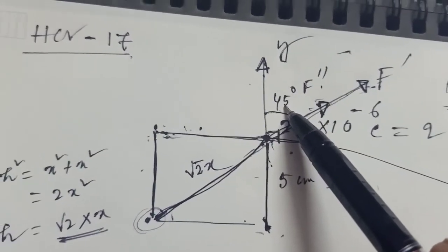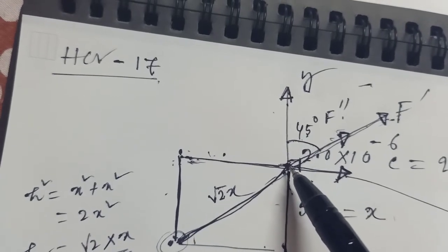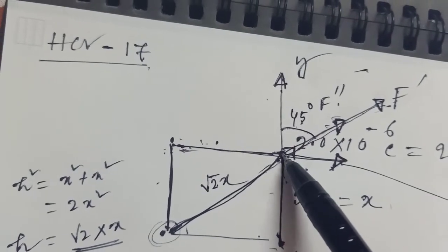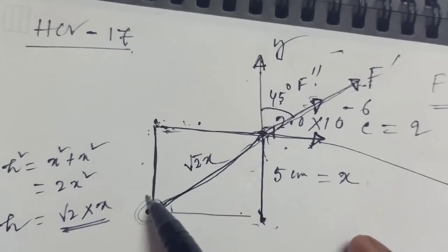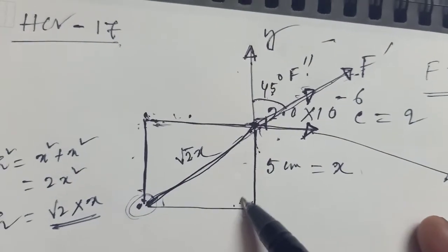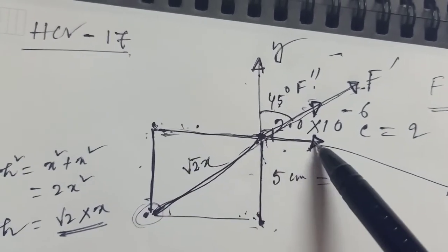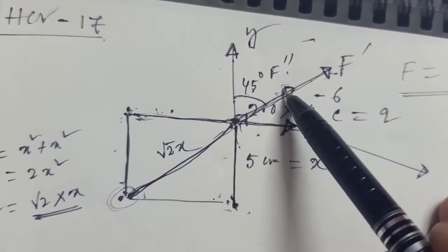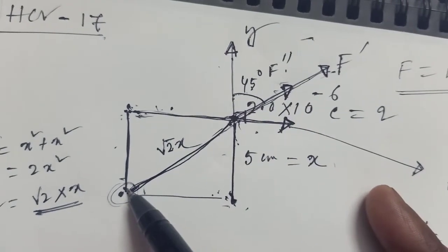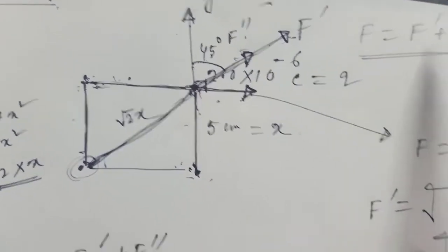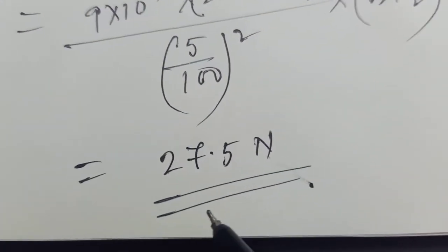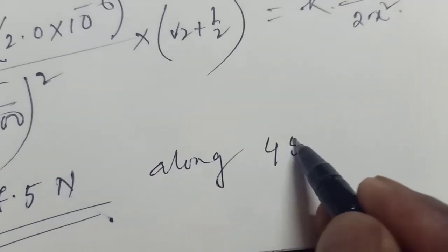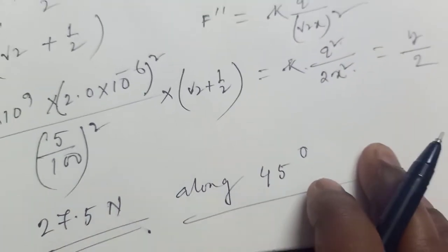So to summarize these numericals, you have to calculate the electrostatic repulsion force along that particular charge due to the three other charges. First of all we have to calculate these and these forces along these directions, and next you have to add them with that particular force. So the resultant force is 27.5 Newton along 45 degree. So this one is completed.